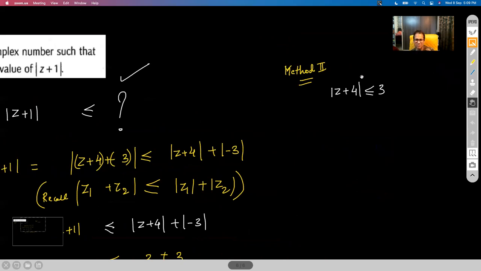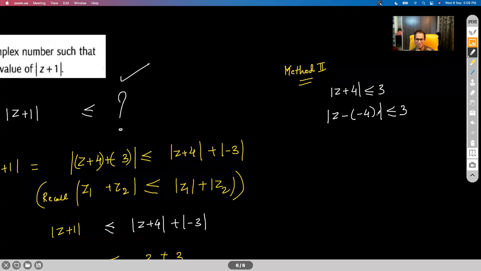What can you interpret from this, geometrically speaking? Should I give you a better reformed version of this expression? What can you interpret from this, geometrically speaking? Excellent, very good.